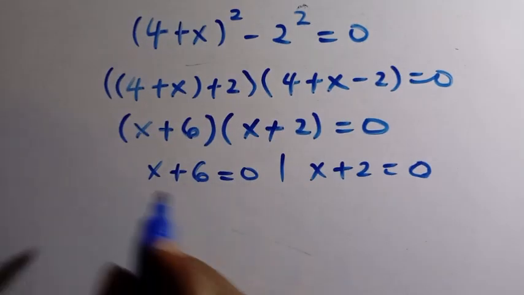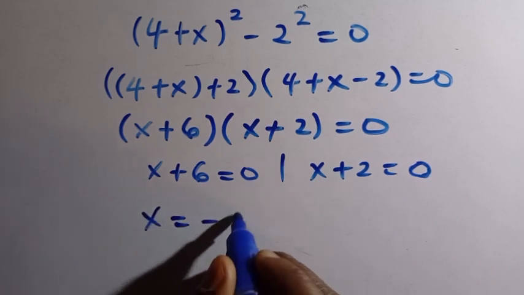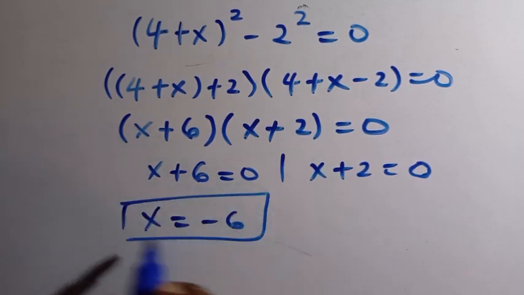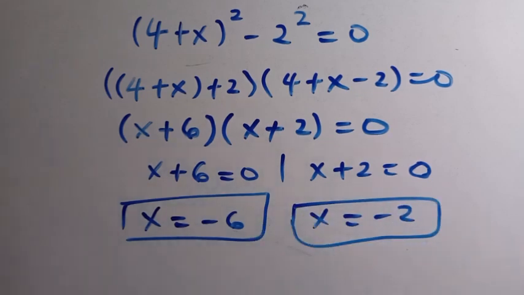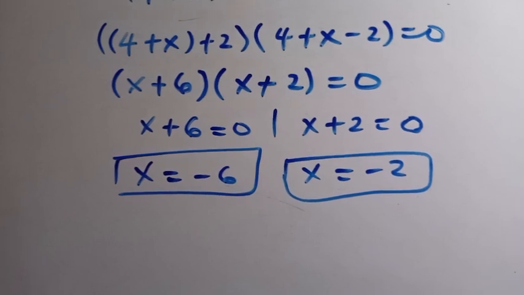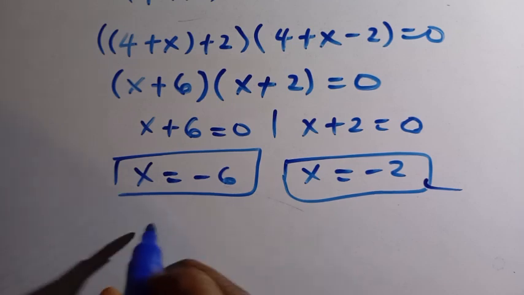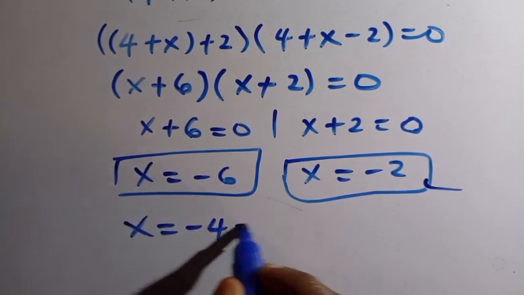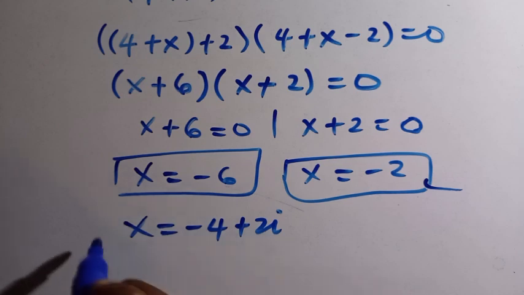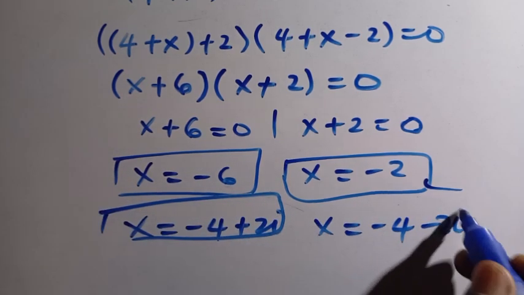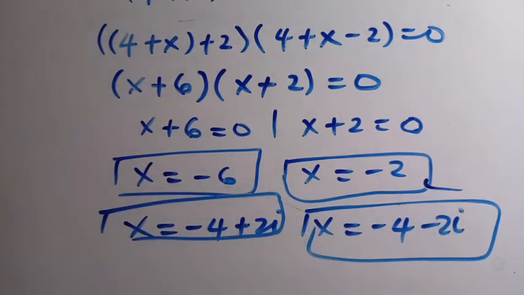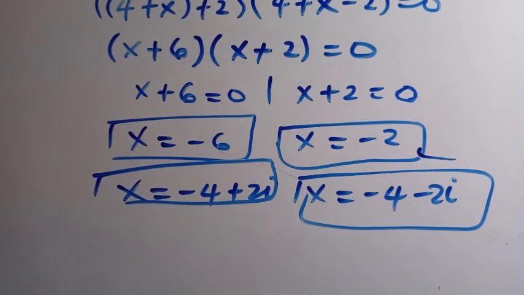Then from here we have our x = -6, or we have x = -2. So these are the other two solutions that satisfy this problem. We only got this one earlier, so we have gotten two more. So we still have another one, which is x = -4 + 2i, and we have x = -4 - 2i. So here are all the 4 solutions to this given problem.